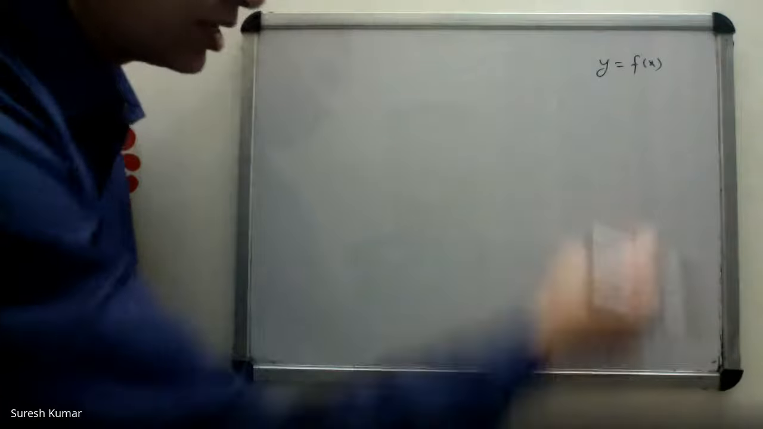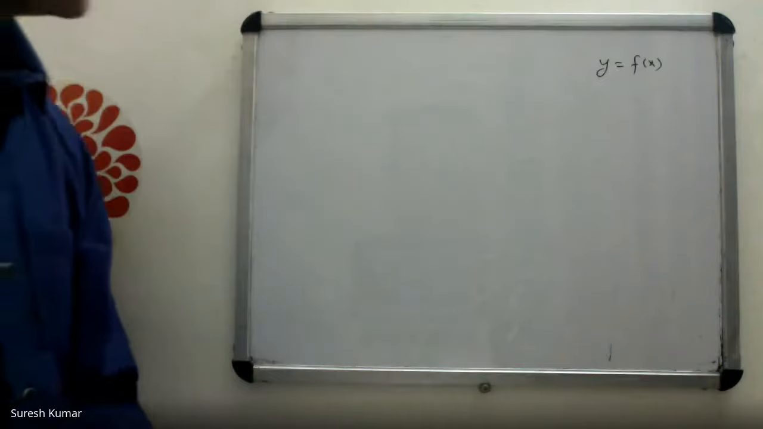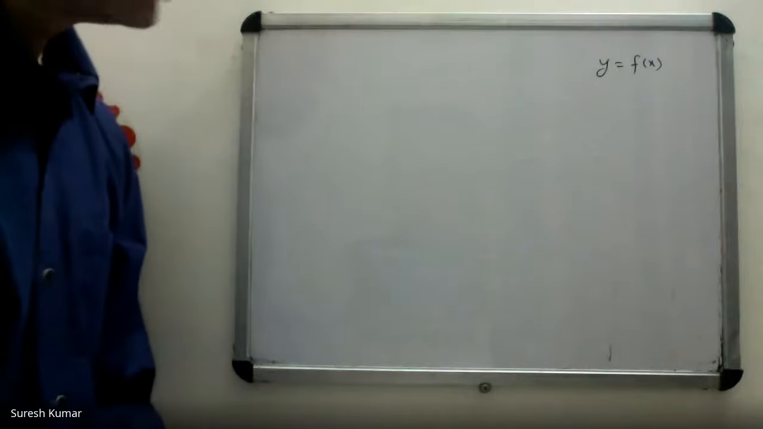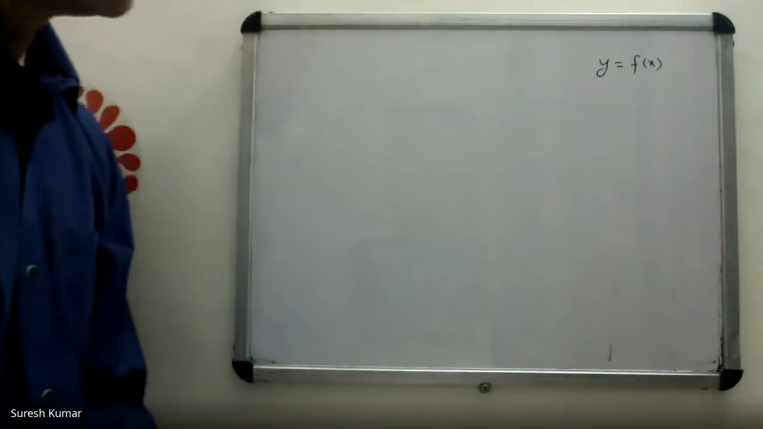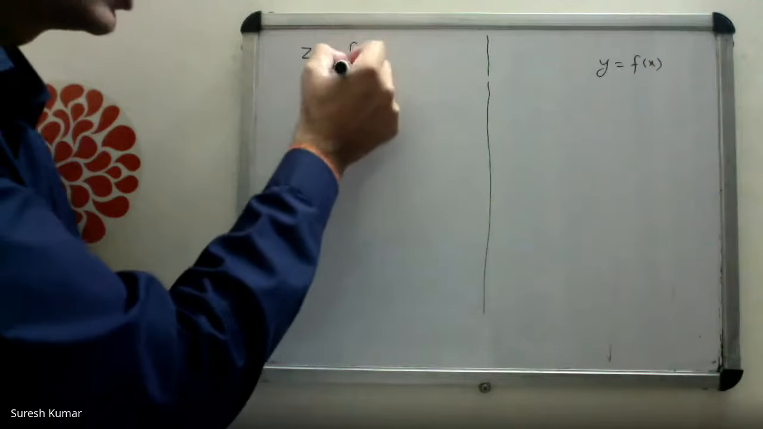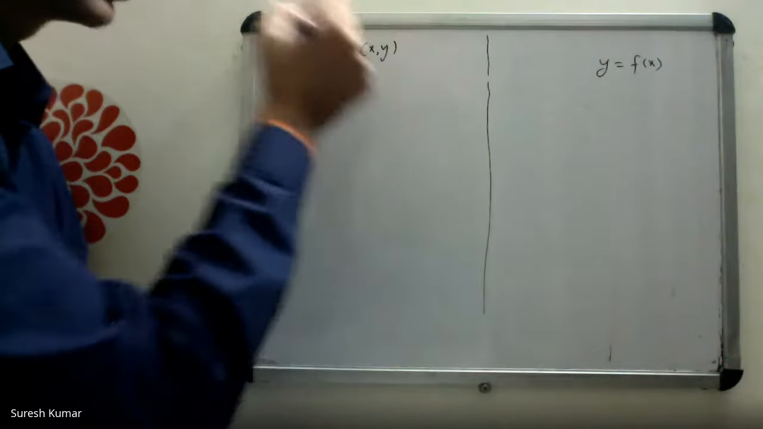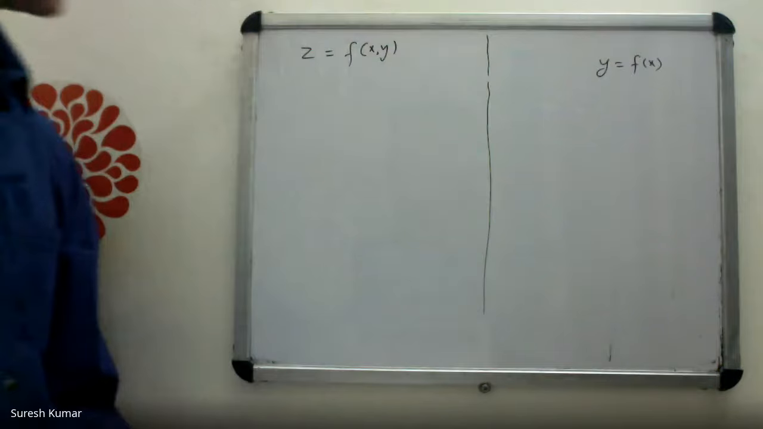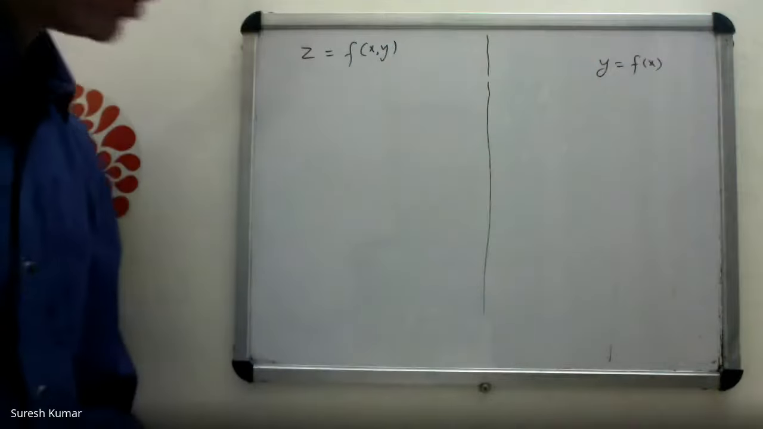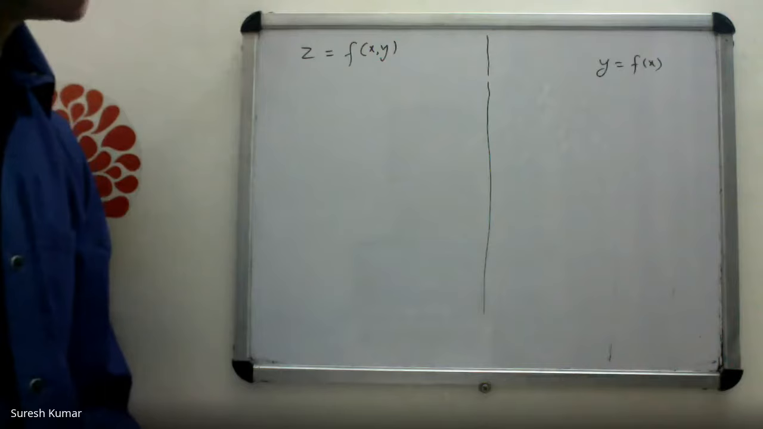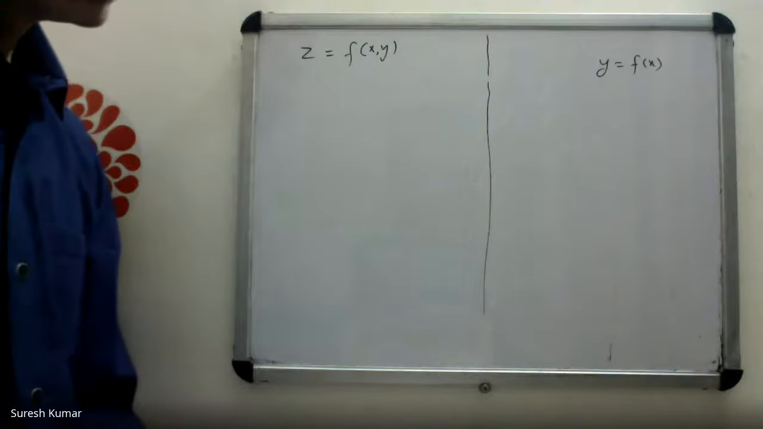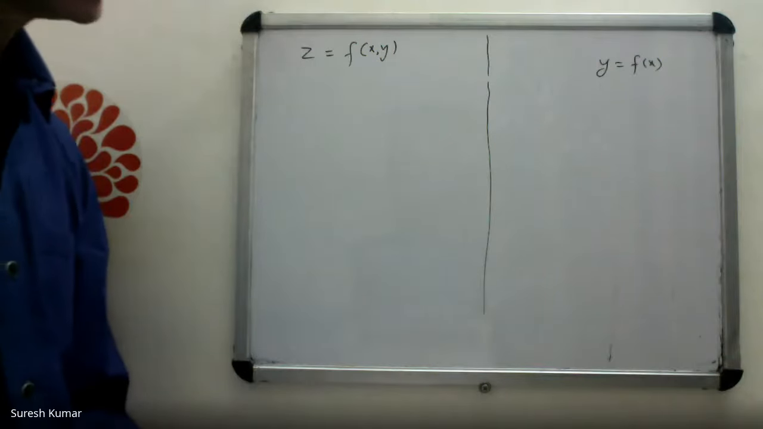Now, on one side I will keep the concepts of a real valued function of one real variable x. On the other side, for comparison purposes, I will define the related concept for a function of two variables. So first, what is a function of one variable? Recall from the calculus that you've done in 11th and 12th standard.